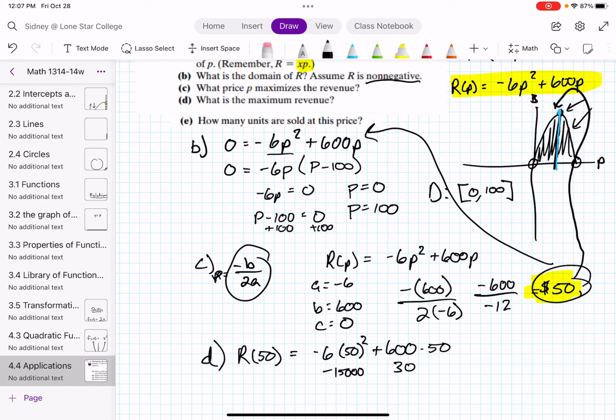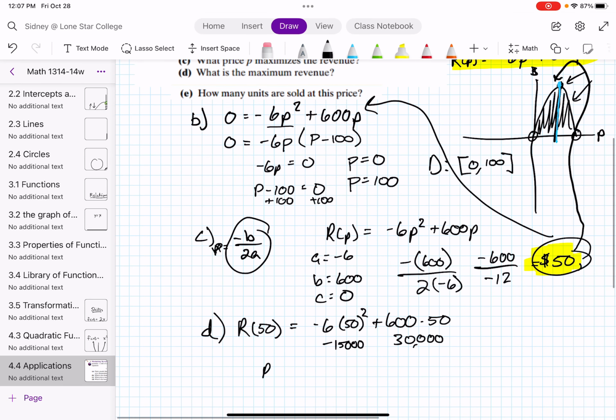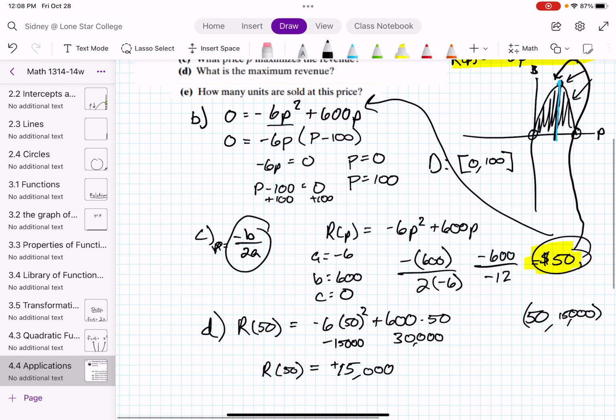So I have negative 15,000, and then I have 30,000, which means my revenue when I charge $50 a pop for this product would be negative 15,000 plus 30,000, which gives me positive $15,000. So I make $15,000 in revenue. So the x-coordinate of the vertex was $50, and the y value would be 15,000. That is the vertex. That is where this revenue is maximized.